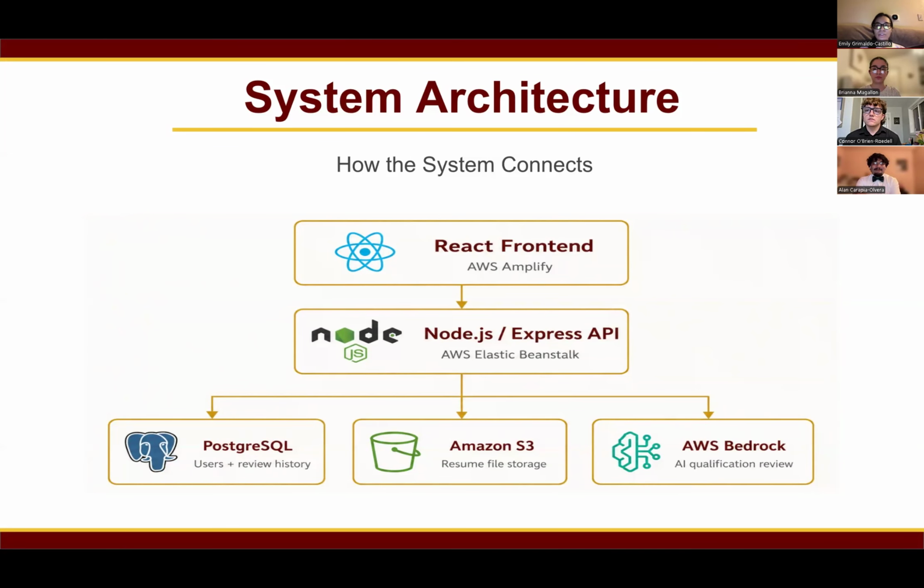This slide here shows the overall architecture of our system and how each component connects. The front end was built with React and is deployed through AWS Amplify. This is where users log in, select the discipline, upload resumes, and view their results. The backend uses Node.js and Express. It's deployed through AWS Elastic Beanstalk. It handles authentication, file uploads, review requests, and communication with the database and AI services.